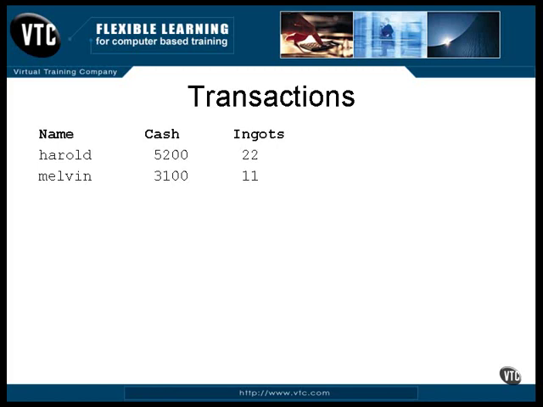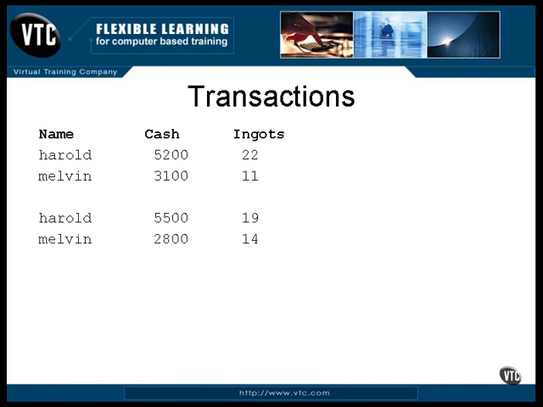Now, if Harold were to sell Melvin 3 gold ingots for $100 each, it would be necessary to update the table twice, resulting in the new values all around, like this. The new contents of the table reflect this sale. There were at least 2 separate updates to the database, one to the Harold row and another to the Melvin row. And this can be a problem.